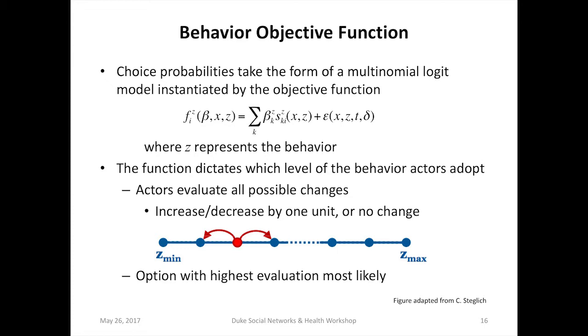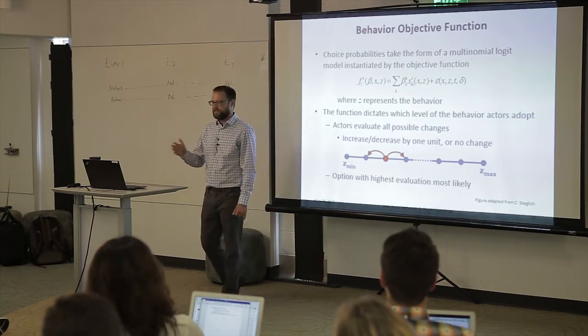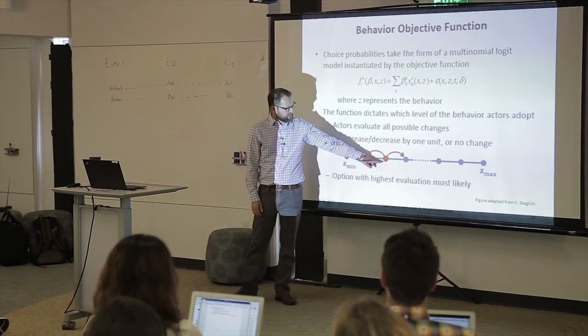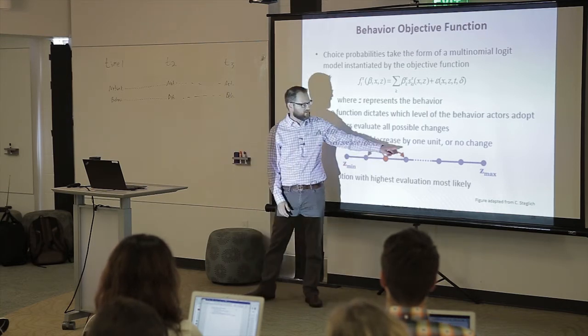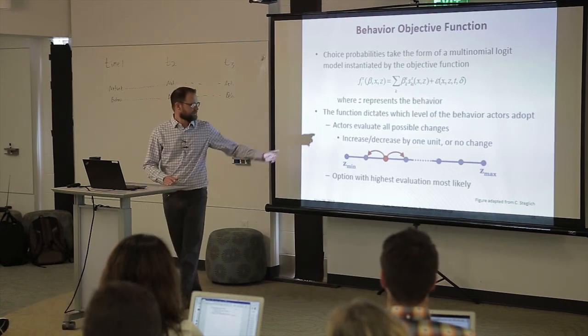The difference is we have the network X, but we also have the behavior itself, Z, in here. The goal here is to determine, for an actor who's at a particular point in time at a certain level, where they change their behavior, and what's driving that behavior change. So for example here, we've got some variable actors right here. During one of these micro steps, the actor's going to decide, do I want to stay here, do I want to jump down one unit, or do I want to jump up one unit? Actors evaluate these three options and make that choice.